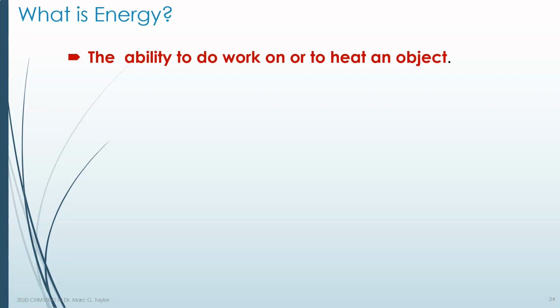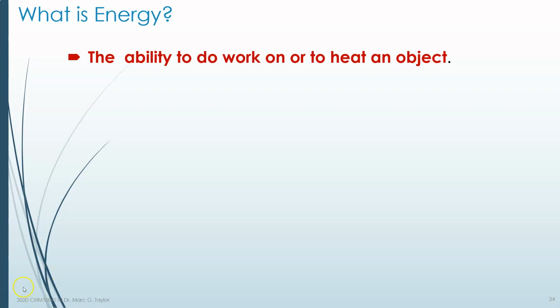What is energy? Well, energy is the ability to do work or to heat an object. So you can either do work on an object by moving that object, for instance, or heating it up. Physicists like to look at the first definition of energy, the ability to do work. Chemists tend to look at the second definition of energy, heating up an object or cooling down an object. That's the transfer of energy.